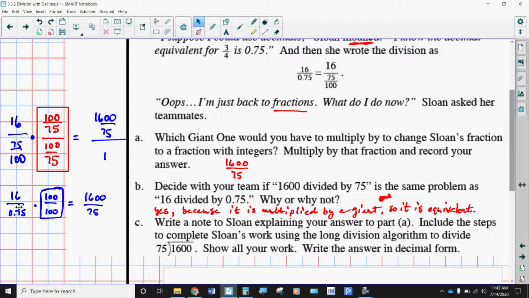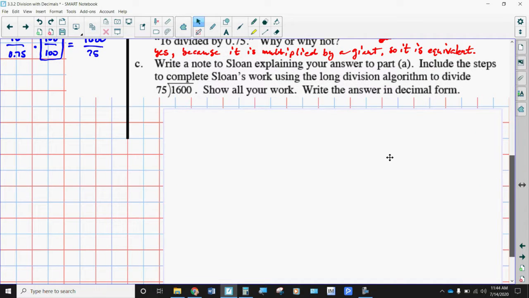Sure, we could have also done it in decimal form, right? If we had left this as a decimal instead of a fraction, we'd still change it by multiplying by a giant 1, but we would just multiply 75 hundredths times 100, and that would change it to 75, and 16 times 100 changes it to 1,600. So we've got two different ways of showing that this is equivalent to the original fraction, which was the original division problem. So your task is to write Sloan a letter and show the work to show how we would get our correct answer.